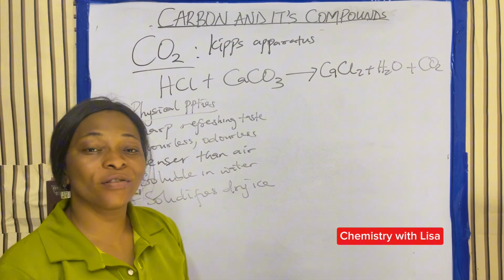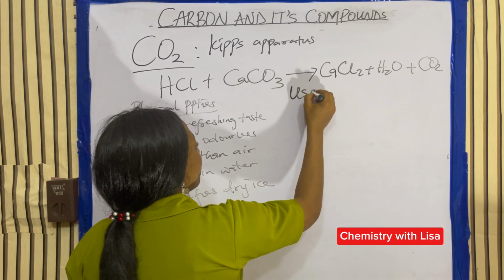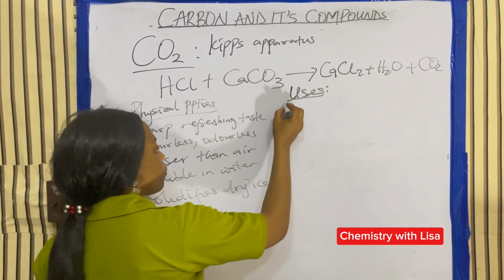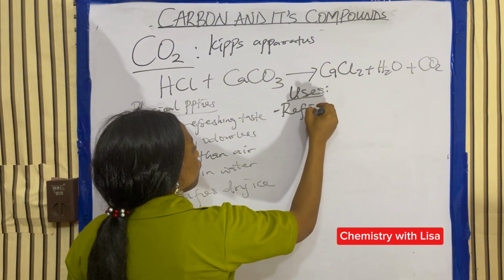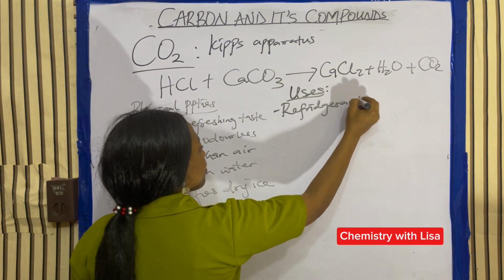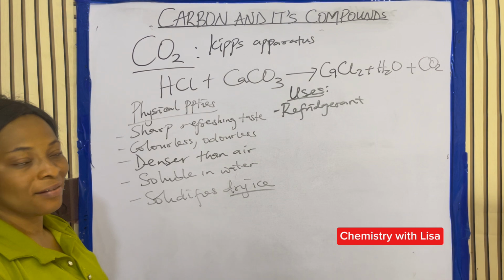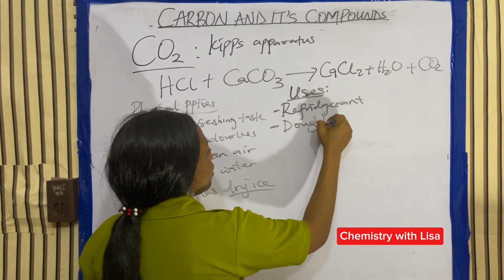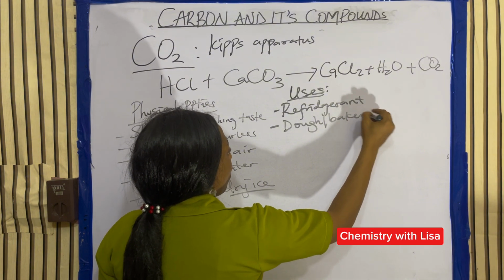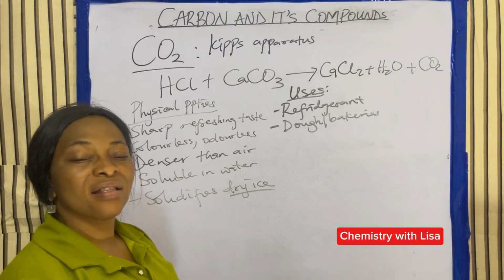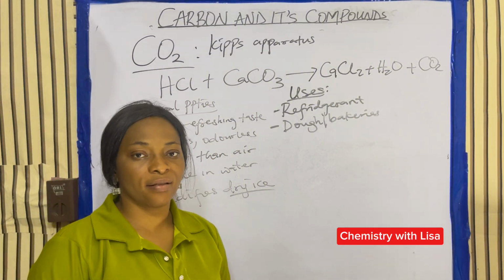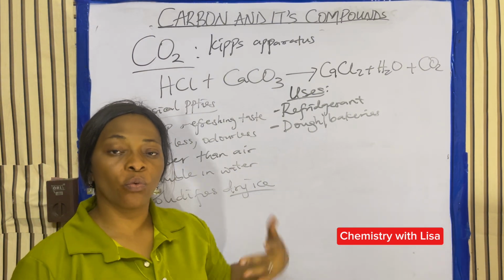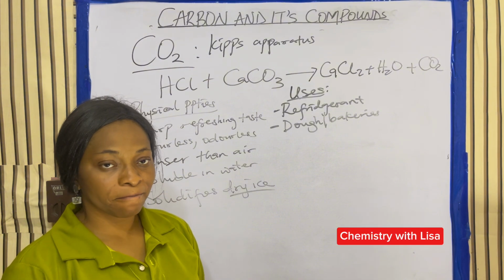Now let's look at the uses of carbon dioxide. What are the various uses of carbon dioxide? Number one, it is used as a refrigerant because it solidifies as dry ice. Again, it is used by bakeries to make dough rise. Why? Because it helps to make dough rise. It is used as a baking powder in making dough rise by bakeries.